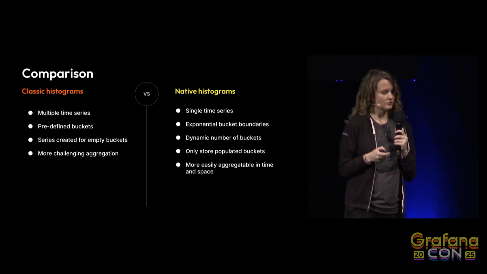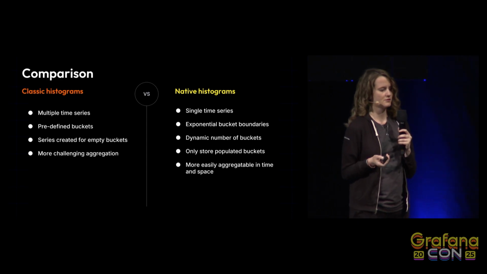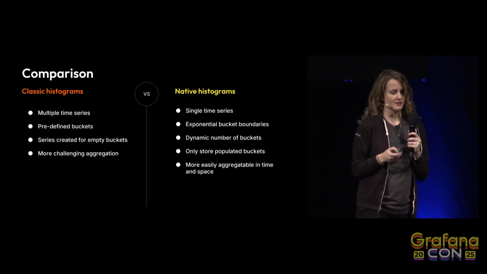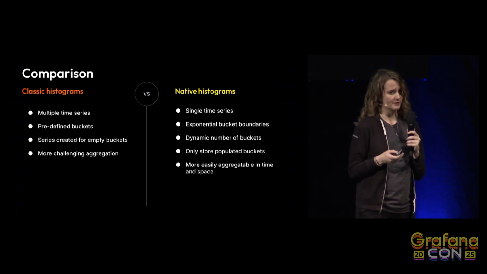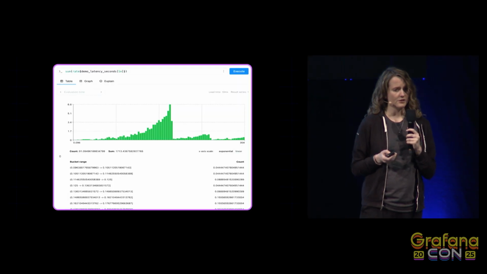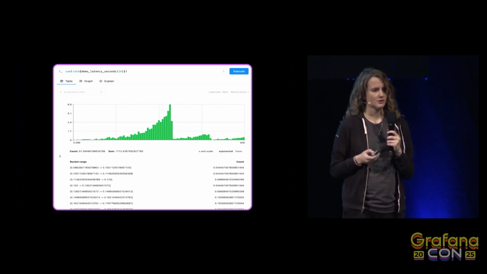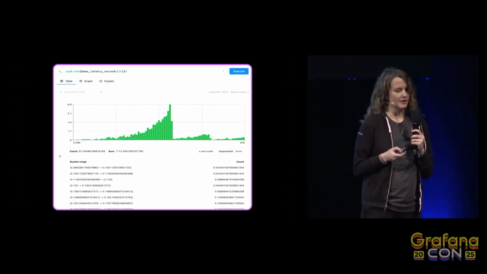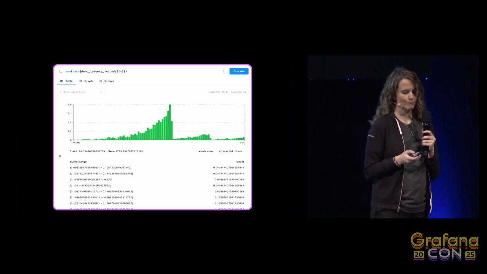Here is an overview comparing classic histograms and native histograms. But the key takeaway is that native histograms are a huge improvement in efficiency for both cost and space. Here's an example of querying native histograms in the Prometheus UI. This graph shows the bucket counts of a native histogram and the boundaries of each of the buckets.